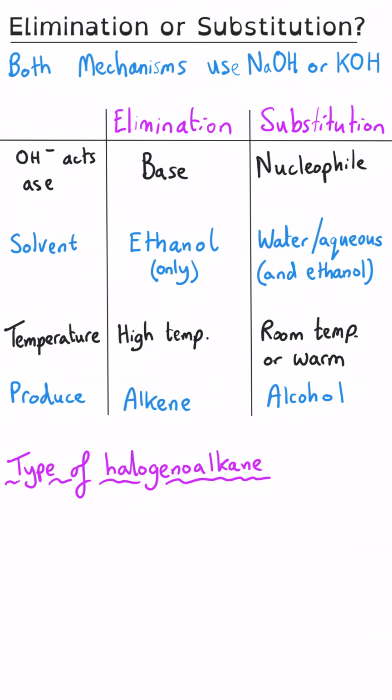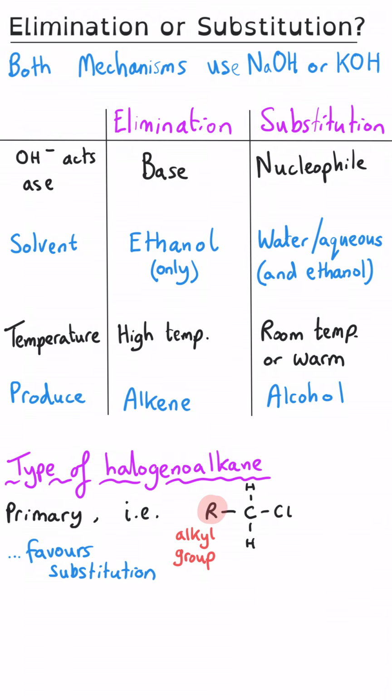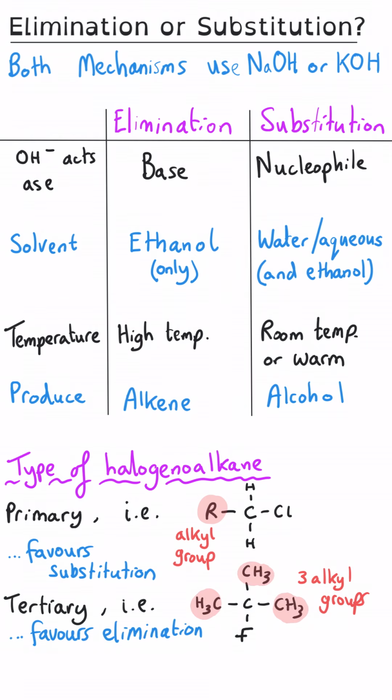Additionally, the type of halogenoalkane is going to actually have an influence on whether substitution occurs or elimination occurs. A primary halogenoalkane, namely with only one alkyl group attached to the carbon with the halogen attached, is going to favour substitution, whereas a tertiary halogenoalkane, like this one shown, is likely to favour elimination. And secondary, being between both of those two, is likely to do a mixture of both of those processes.